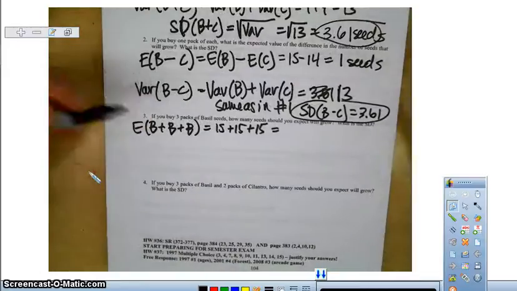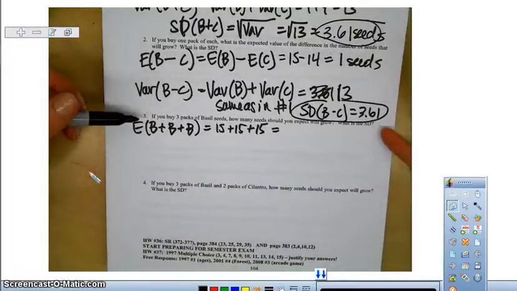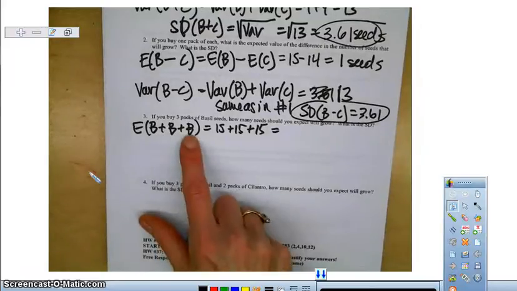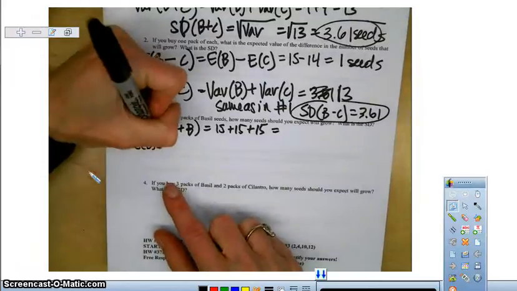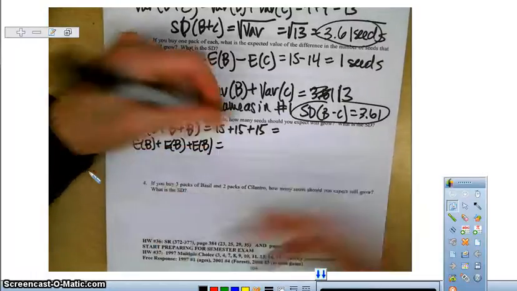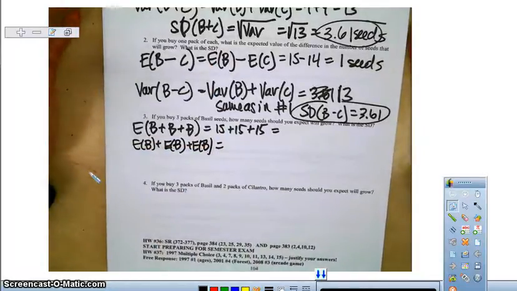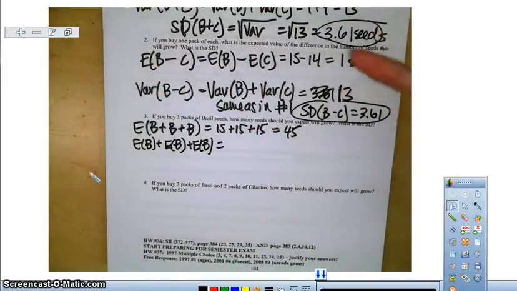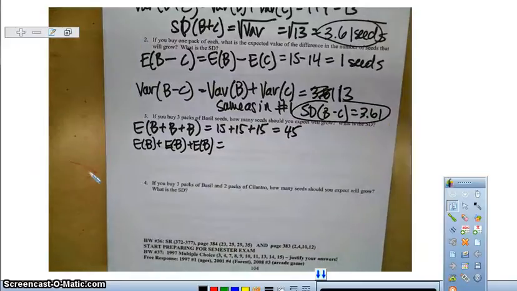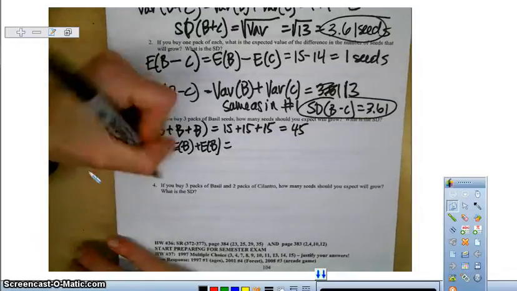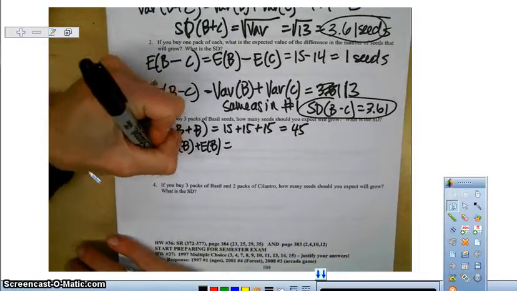Okay, so now if you're buying 3 packs of basil seeds, we're just adding 3 random variables. So basil plus basil plus basil, that's like the expected value of basil plus the expected value of basil plus the expected value of basil. You're buying 3 packs. If each of them is going to grow 15, how many basil seeds? 45. The expected value part should be common sense. If I buy 3 packs of basil seeds and I expect 15 plants to grow in each, I should get 45 plants.